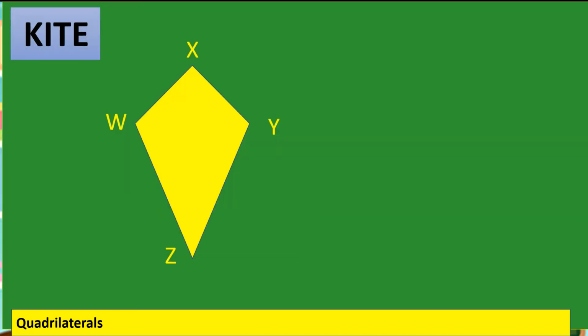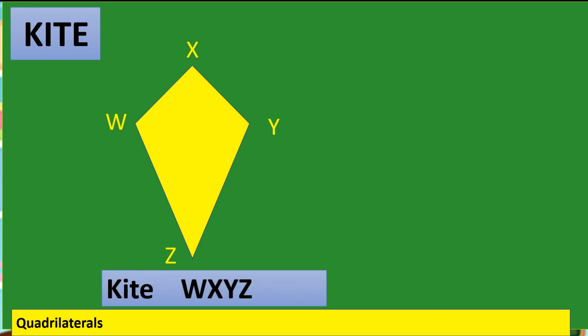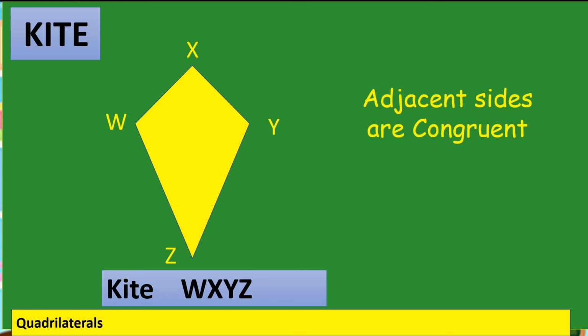Okay, let's proceed to the kite. So, in a kite WXYZ, adjacent sides are congruent. So, ang adjacent sides natin dito na congruent ay, sa given kite natin, we have WX is congruent to XY. Sila yung adjacent side. And then, we have WZ is congruent to YZ.